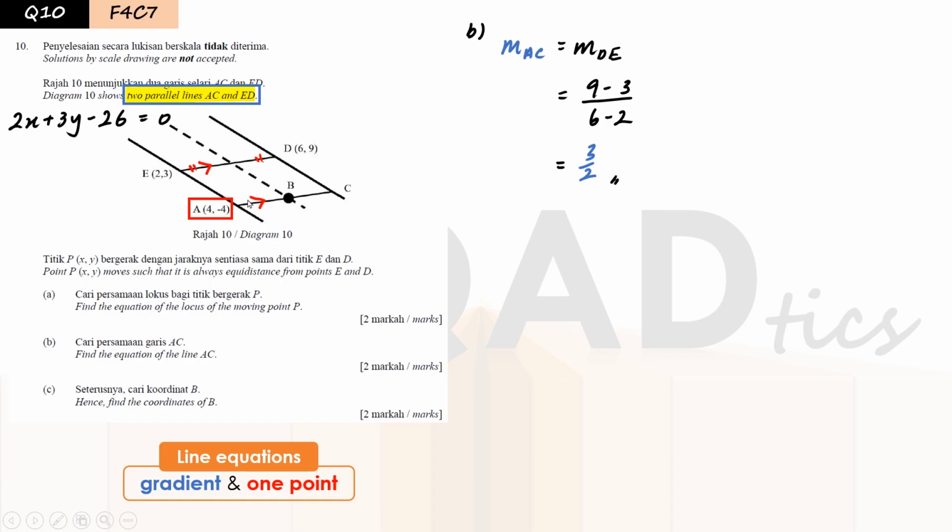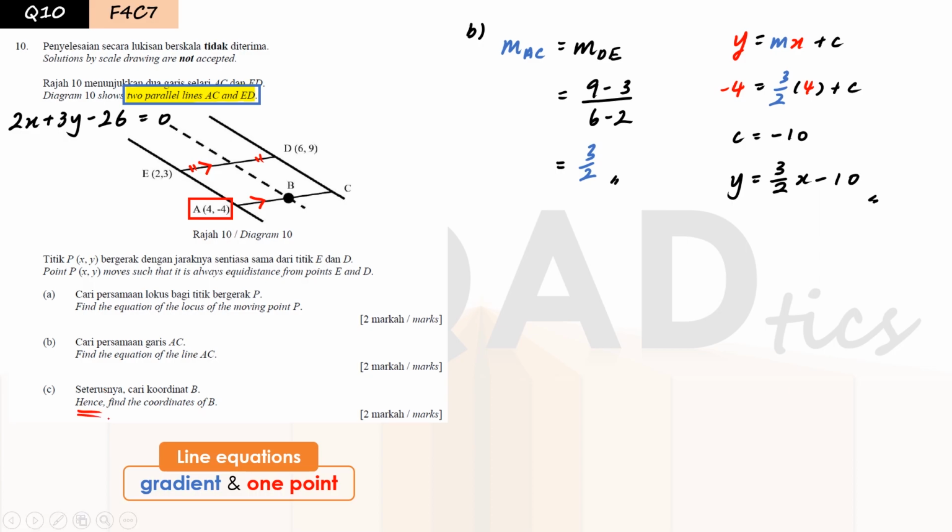And we'll get the gradient is 3 over 2, and we have the point's coordinates already, which is 4 and minus 4. So we are going to insert these three pieces of information into y equals mx plus c. Okay, so we rearrange to find the value of c first, and then we can find our equation of the line, which is y equals 3 over 2x minus 10. And for part C, it says hence find the coordinates of B.